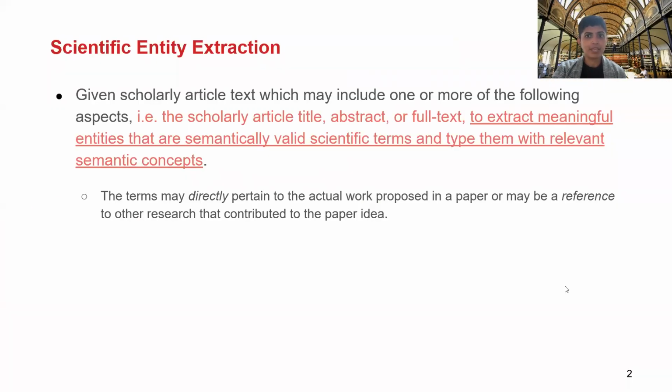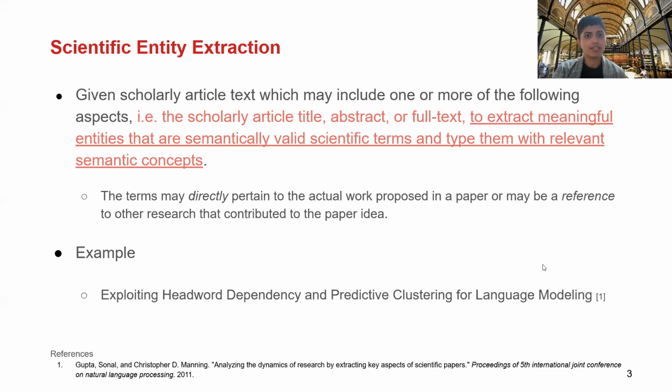So let's begin with the definition of scientific entity extraction. Given scholarly article text, which may include one or more of the following aspects, that is title, abstract, or full text, the task is to extract meaningful entities that are semantically valid scientific terms and type them with relevant semantic concepts. These terms may directly pertain to the actual work proposed in the paper or may be a reference to other research that contributed to the paper idea.